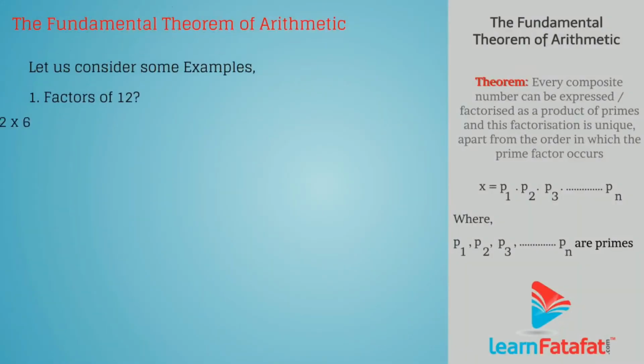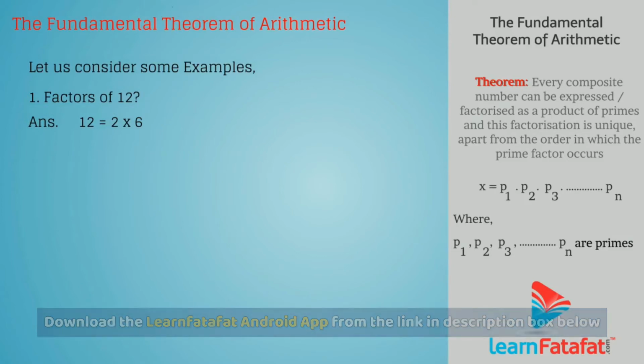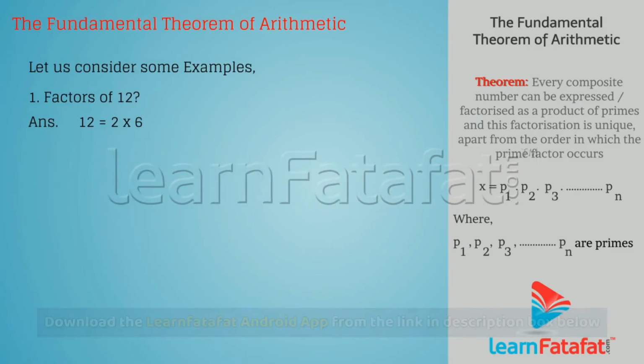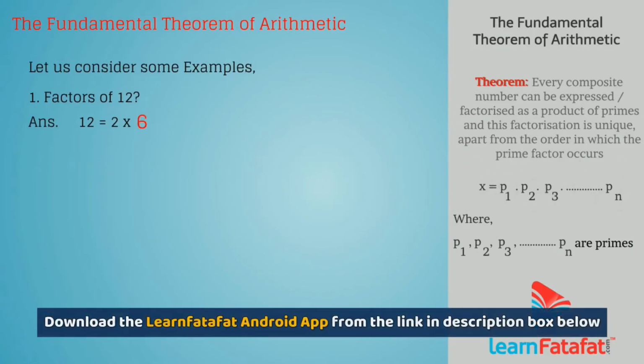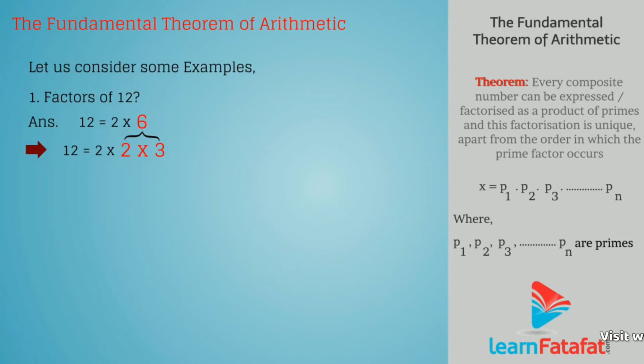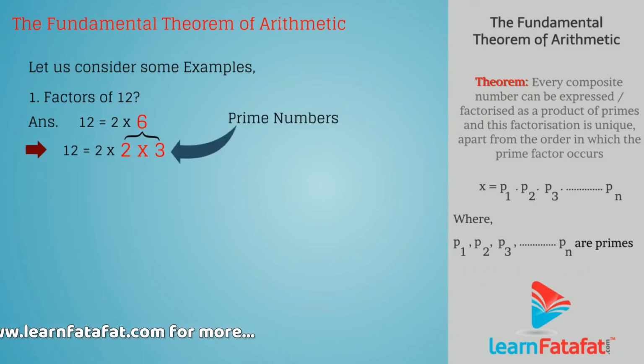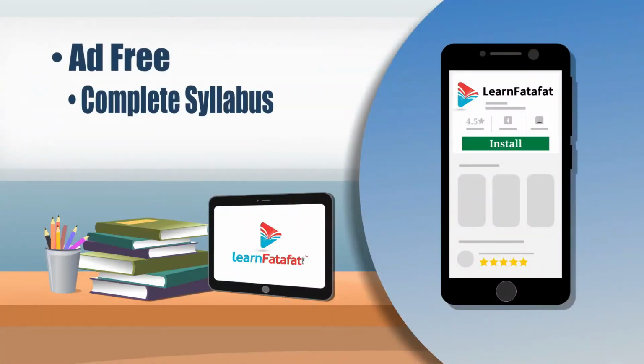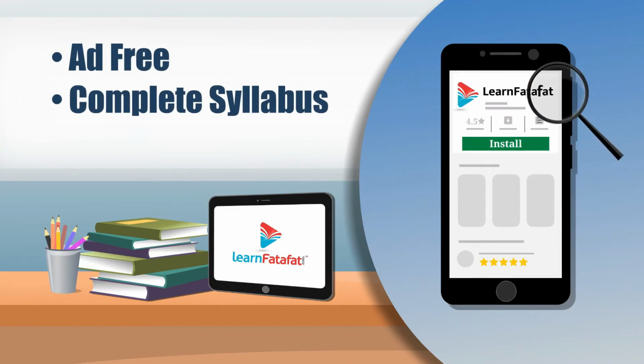For example, calculate the factors of 12. 12 can be factorized as 2 into 6. Then again, 6 is simplified as 2 into 3. That is, 12 is equal to 2 into 2 into 3, where 2 and 3 are prime numbers and 12 is a composite number.